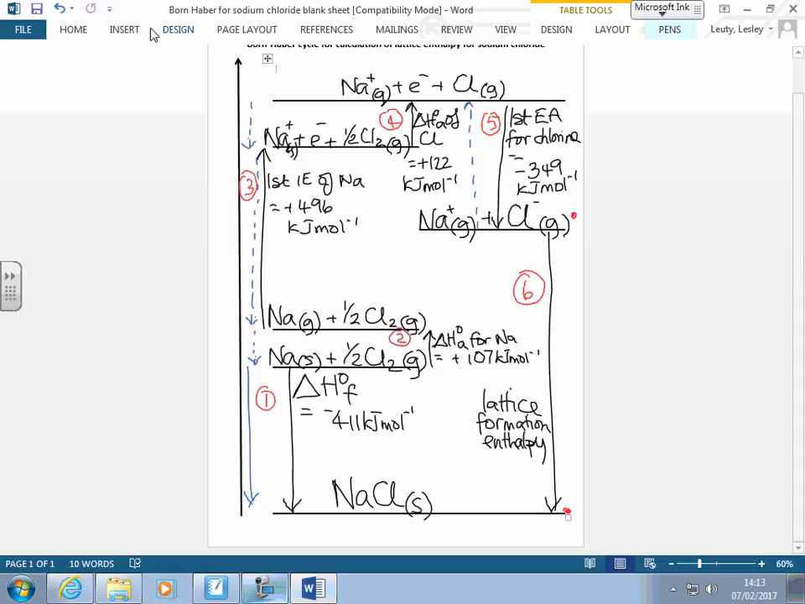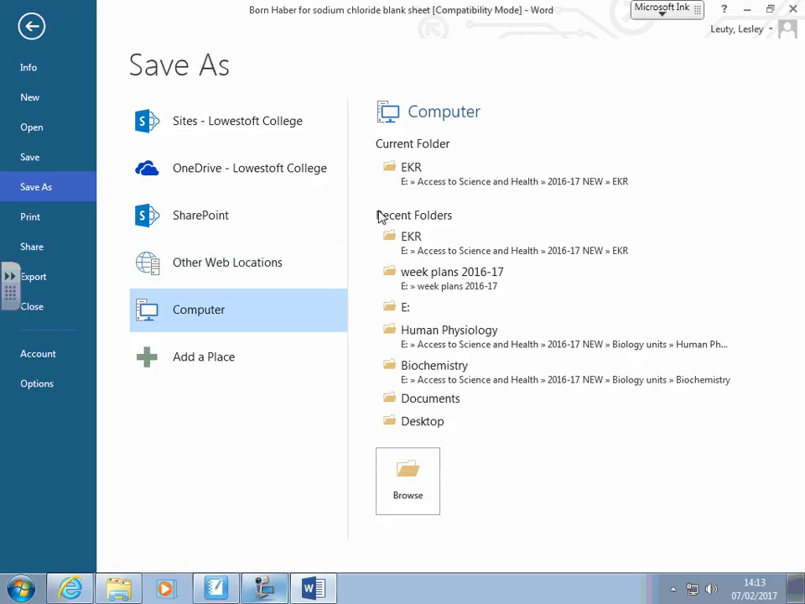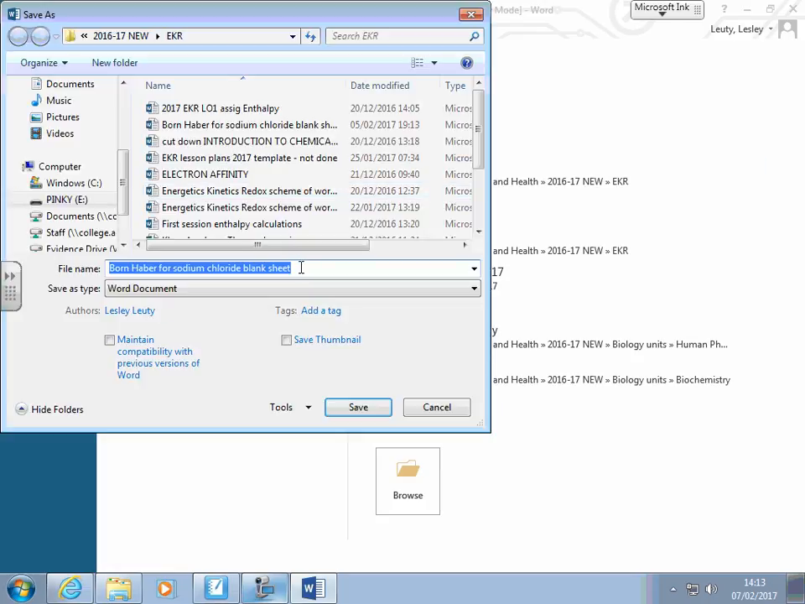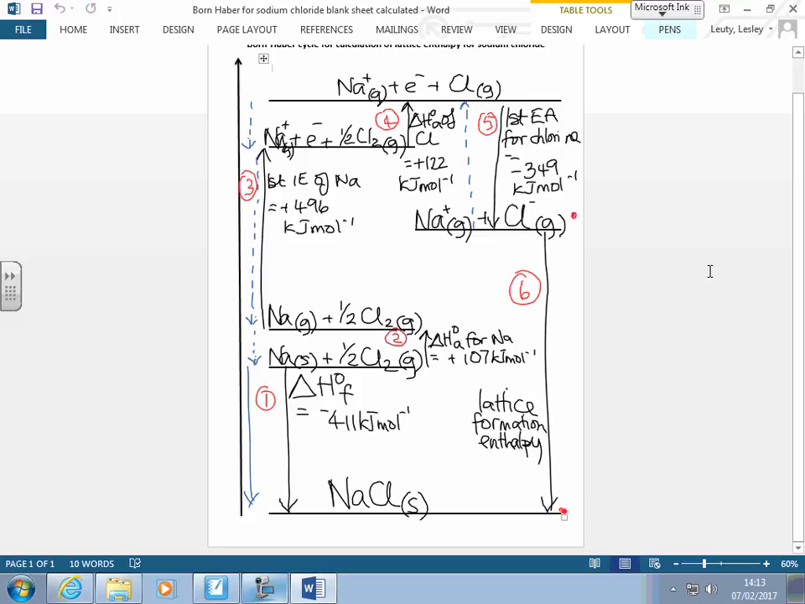I'm going to save this as, well, I'm not sure how else you would. Hang on a minute. If you do what? Minus this one, did you say? Well, that would imply that would be the dissociation if you went up one, wouldn't it? It would mean you were starting from NaCl solid if you started at the bottom. And you're supposed to be starting from the ions because you're calculating the lattice formation enthalpy.